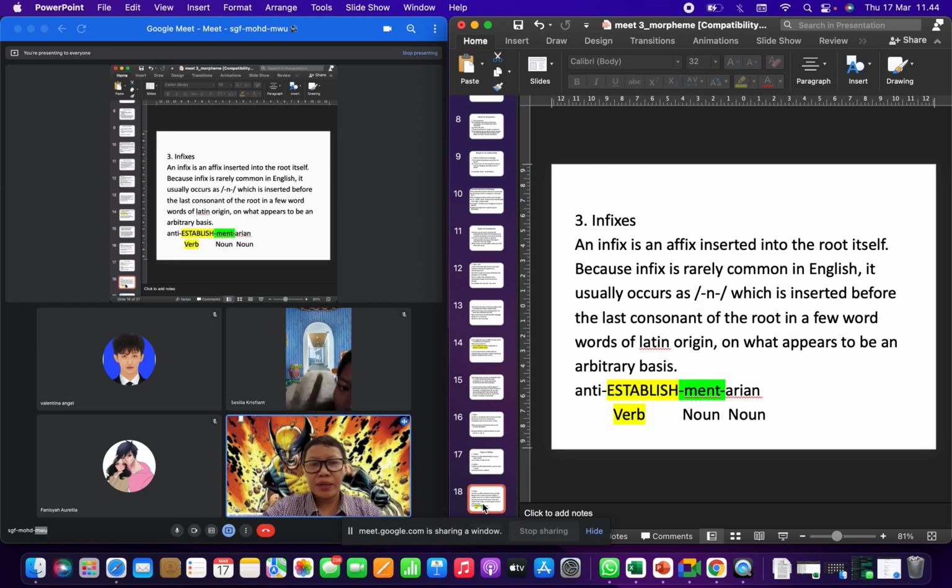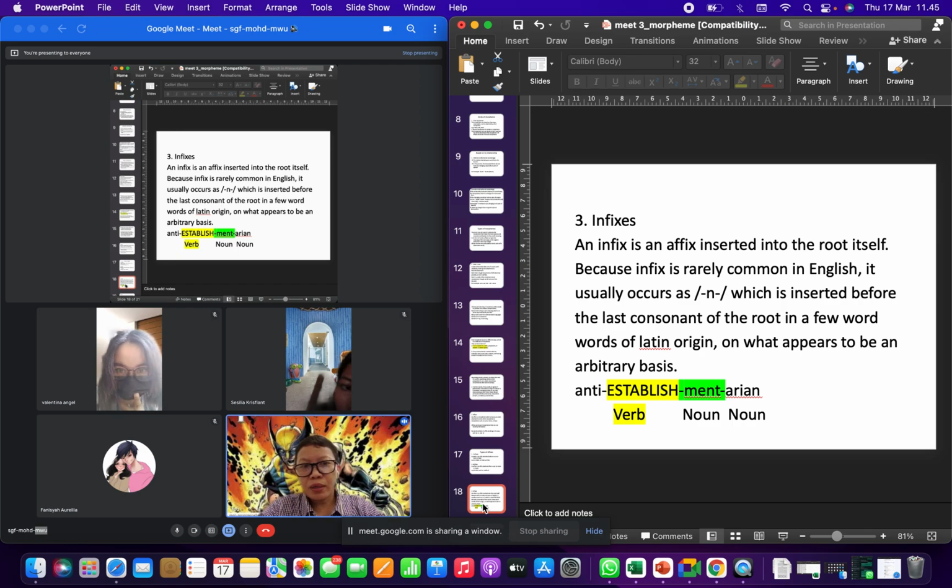And then we have infix here. Infix is the affix that we insert into the root itself. It could be in the middle of the root, between the root and its suffix. Infix is rarely used in common English, but it sometimes occurs in some words.